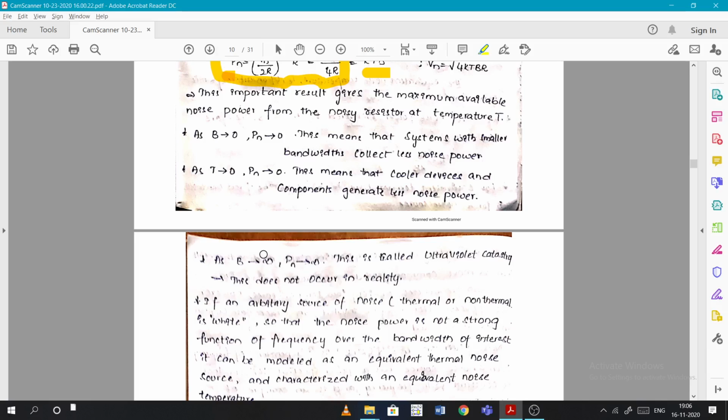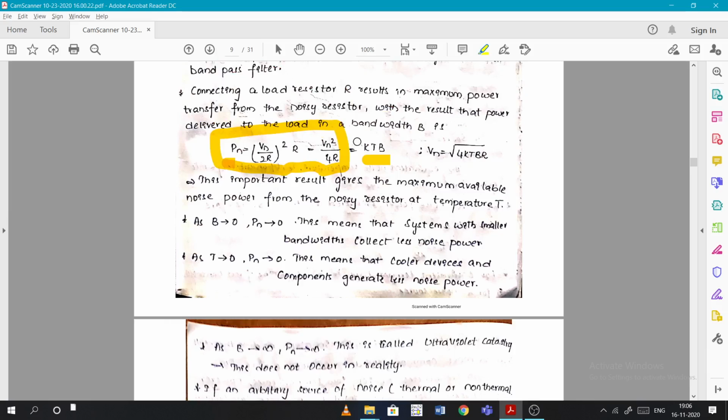This is called the ultraviolet catastrophe, which does not occur in reality. If an arbitrary source of noise, basically we call it white, because as you can see this expression is independent of frequency. This noise power is independent of frequency. That means for all values of frequency it will be constant. That's why you call it white noise.